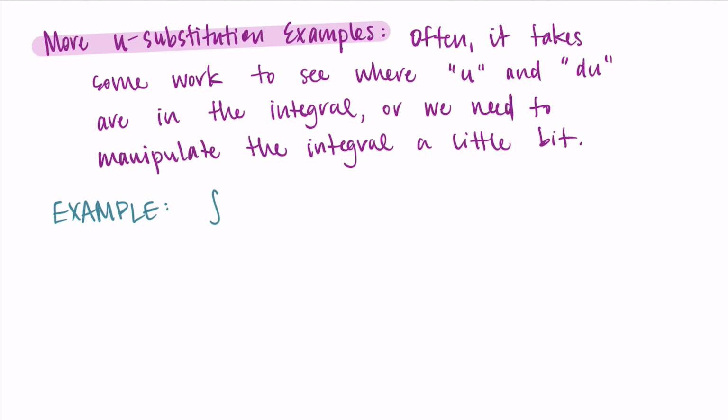Let's say we're taking the integral of x squared times e to the x cubed dx. Why don't you pause for a second and see if you can figure out what you think u should be for our substitution, and then find du as well. So take a second, see what you can figure out, and then we'll do it together.